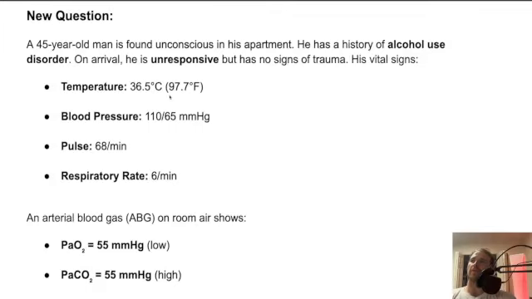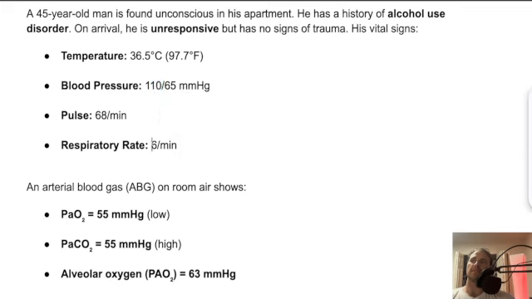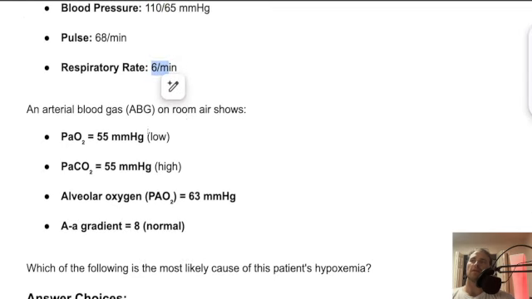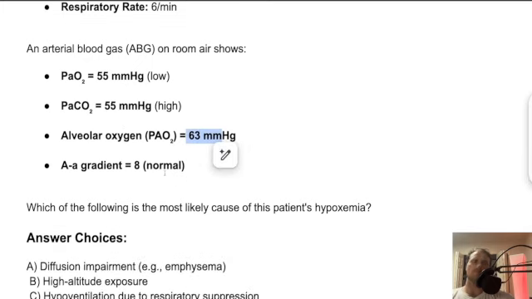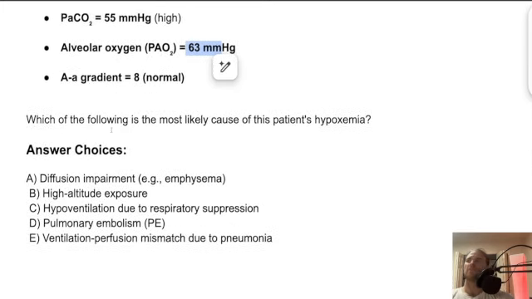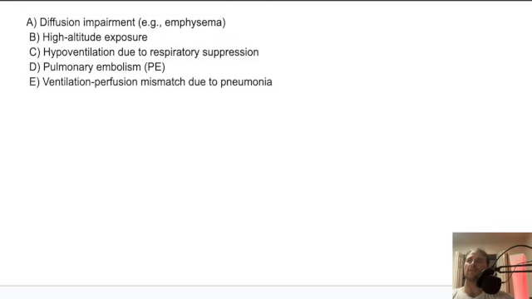Okay, 45-year-old man, unresponsive. He's got a temperature of 97.7. Blood pressure is 110 over 65. Respiratory rate is 6 per minute. Whoa. Arterial blood gas shows some low PO2, some high CO2, and alveolar oxygen at 63. And the gradient is normal. Interesting. Okay. So, which is going to be the cause of the patient's hypoxemia?